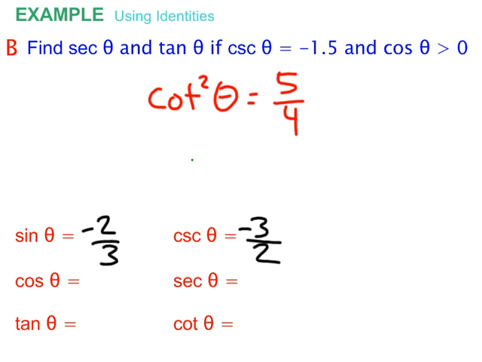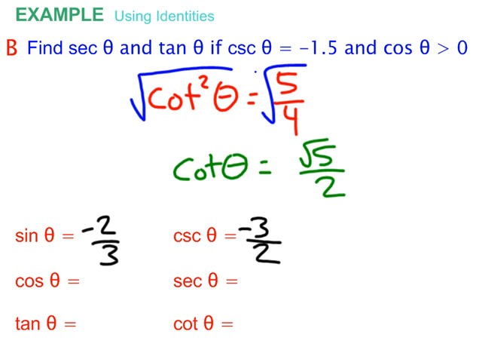Do you remember what's wrong with me just saying cotangent of theta equals square root of 5 over square root of 4? And instead of square root of 4, I'll write 2. But again, I'm still missing something. Do you remember what it is? Oh, that's right, the plus or minus. Whenever you introduce a radical sign, you've got to do the plus or minus. So plus or minus root 5 over 2. I'm going to put that in, plus or minus root 5 over 2, and try to figure it out.